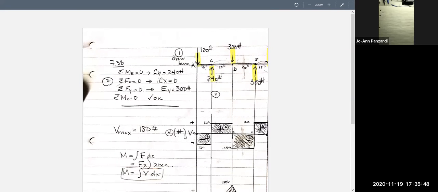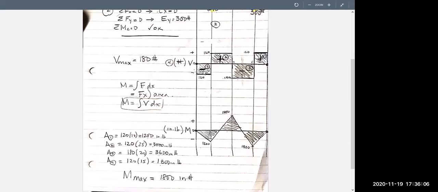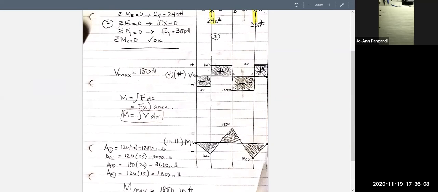When you're trying to produce the shear diagram, you're only looking at the loading diagram. Everybody good at that? In order to produce the shear diagram, you look at the loading diagram. Once you want to produce the moment diagram, you're only looking at the shear diagram, right? So we're looking at the area of the shear, and the area of a rectangle is base times height, right?